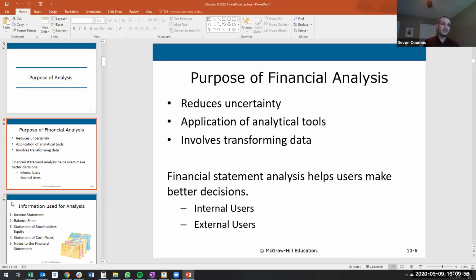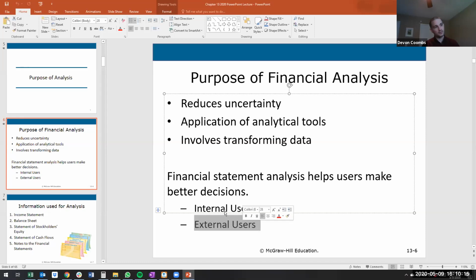So what's the purpose of financial statement analysis? We want to be able to reduce our uncertainty, apply analytical tools, and use all the data we're able to receive from companies. And who can use this? We can use it as management of a company, or investors in the company, or creditors. So internal or external users can use this information.